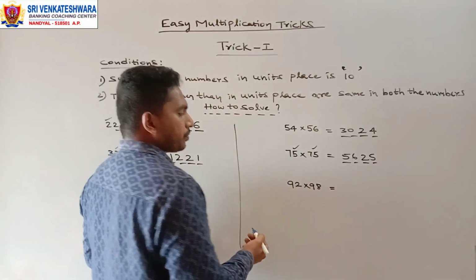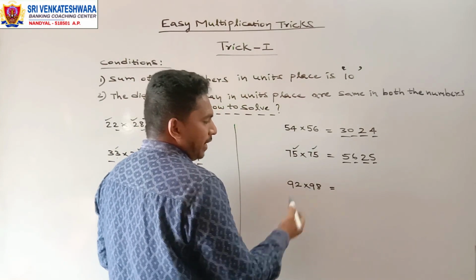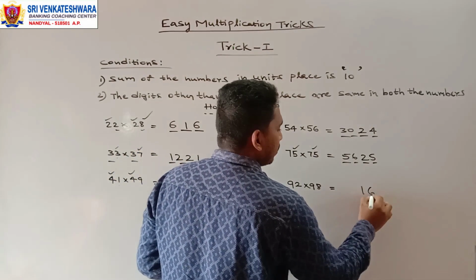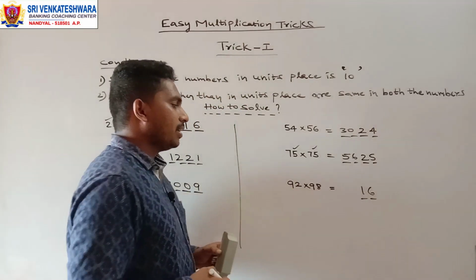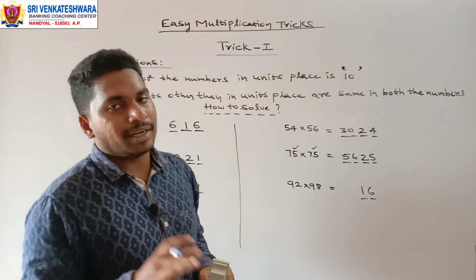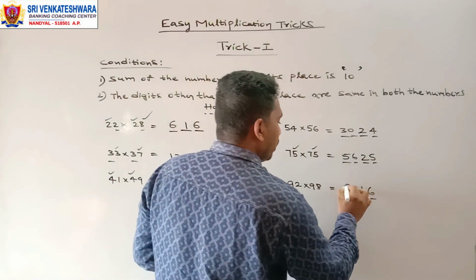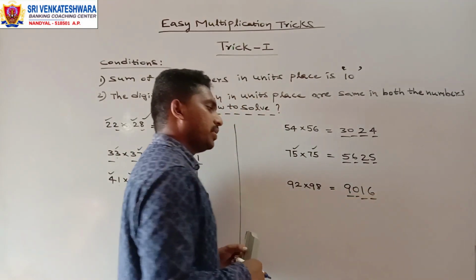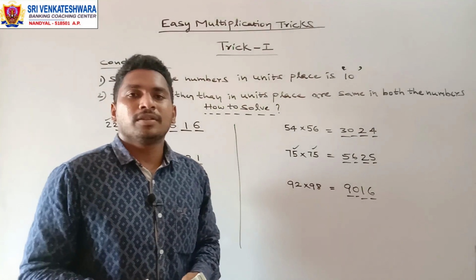Now here 2 8s are 16. 1 6. 9, 9. What comes next to 9? That is 10. 10 into 9, that is 90. So 9016 will be the product of these two numbers.